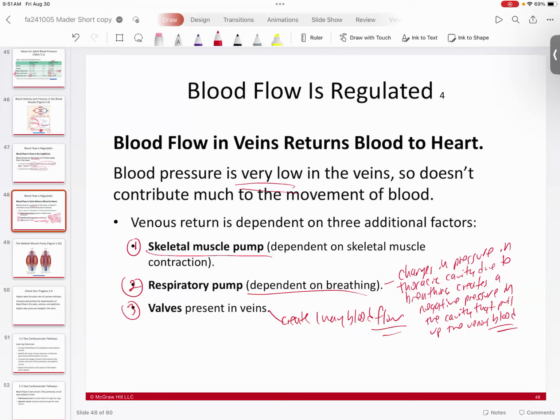It's basically the same physics as what happens when you suck a drink through a straw. You vacate the pressure just above the fluid level in your straw. That creates negative pressure, like a suction, which then causes the fluid to move upward to fill in that negative space. So moving fluid up a straw is basically the same thing as the respiratory pump.